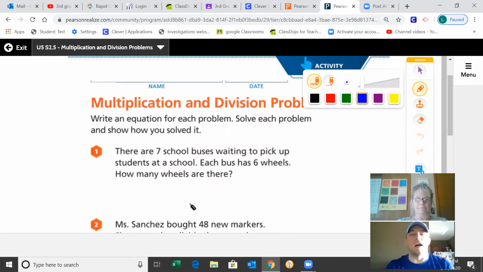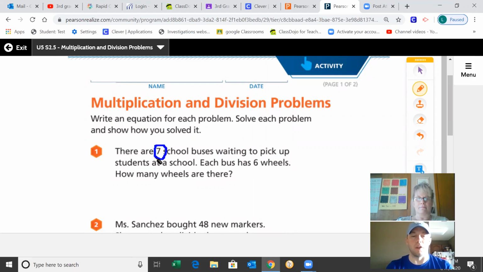So how I would do this is, knowing that there are 7 school buses, I'm going to make 7 circles. Each circle I know is one bus. So if each bus, that word each means one, has 6 on it, I'm basically saying each circle means 6. So I'm going to count by 6s.